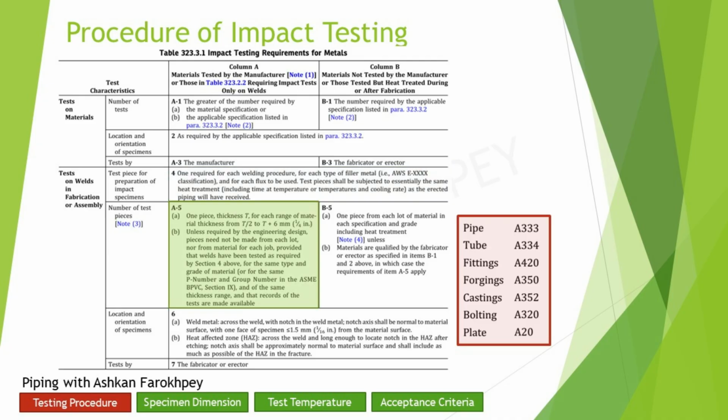Box A5 specifies the number of the test pieces for testing of the welds stated in column A.